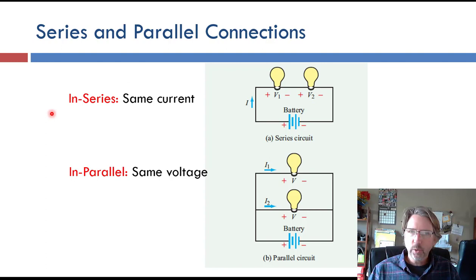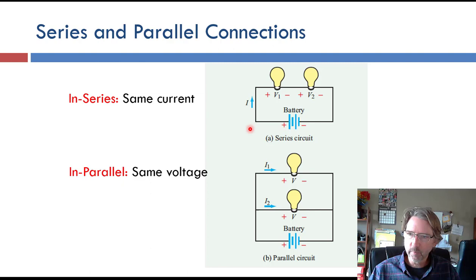So hopefully you've heard of series and parallel before. When elements are in series, like these two light bulbs, I think of it as head to tail. So there's a plus and a minus, and the plus is connected to the minus of the next one. So the tail of this one is connected to the head of that one. If you were an electron, if you went through one, you would have to go through the next one. That's in series. When elements are in series, they have the same current. The electrons flow as the current, and so it has to be the same if they're in series. But the voltages can be different.